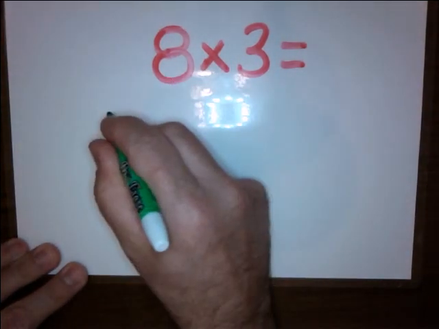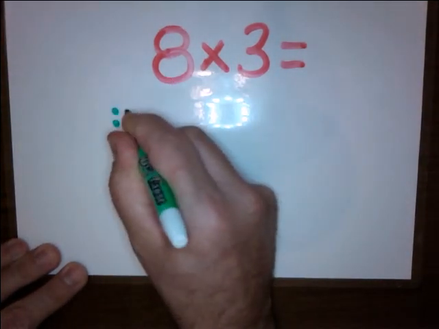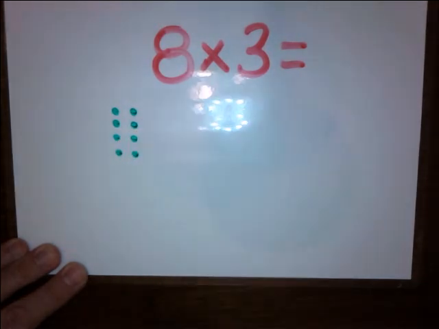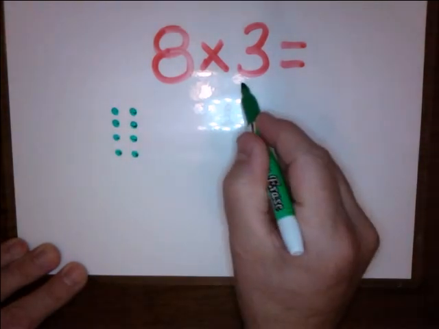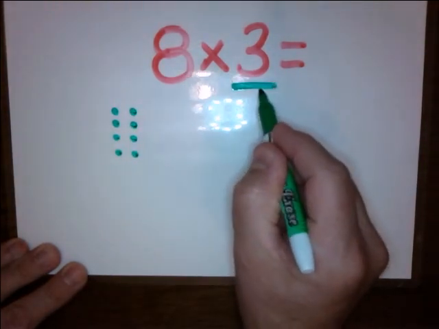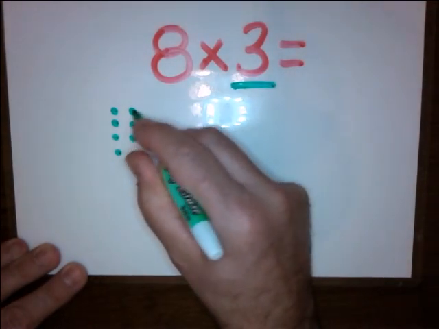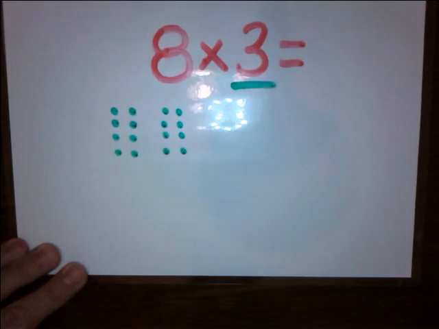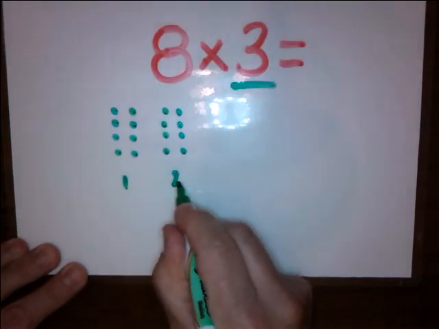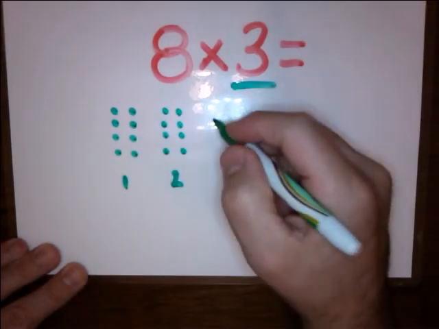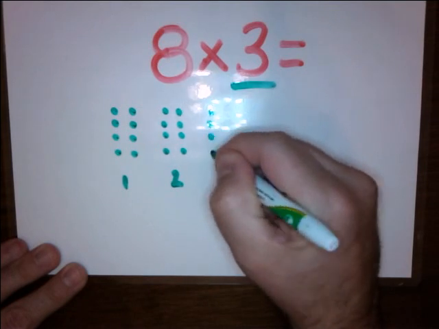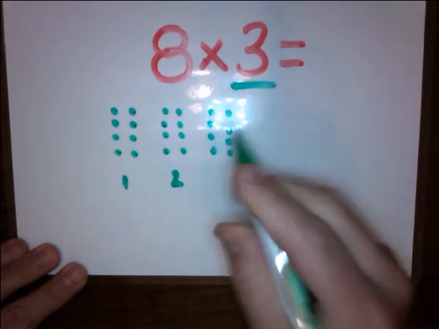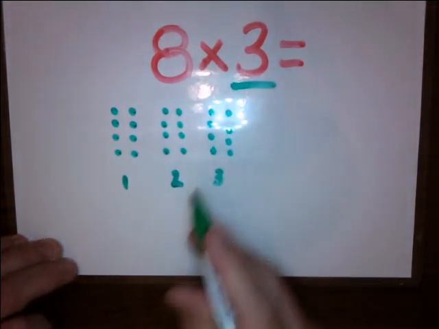I need 8. 1, 2, 3, 4, 5, 6, 7, 8. How many times do I need 8? I need 8 3 times. So I'm going to do 3 groups of 8. 1, 2, 3, 4, 5, 6, 7, 8. I have one group. I have 2 groups. I'm doing that just for me, so I remember. 2, 3, 4, 5, 6, 7, 8. There's my 3 groups. All right, I have my 3 groups of 8.